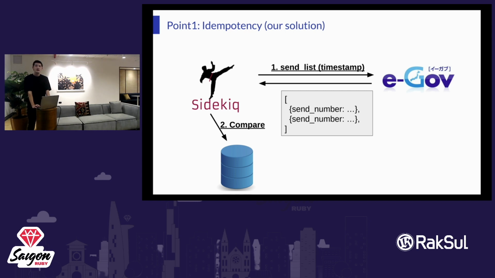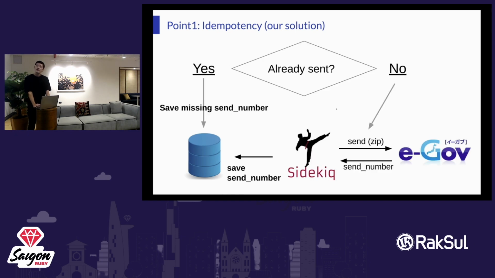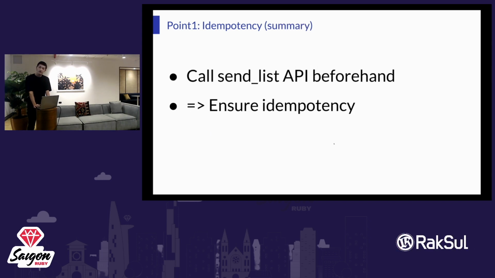But fortunately, eGov supports a send-list API. This API is kind of a history API. When we call it, eGov returns this kind of history list. Then we compare this response with the database. If it's already sent, we save the missing send number. If not, finally we can call the send API, send the zip to eGov. Then we get the send number and save it to the database. And this is the solution.